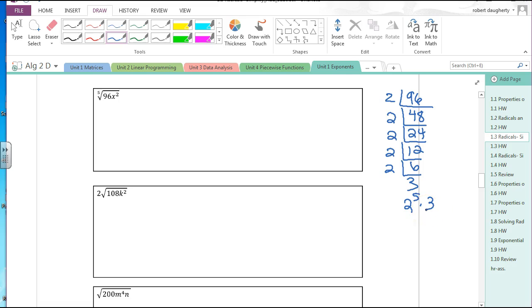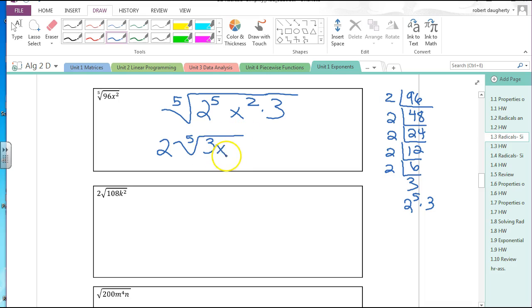So this boils down to the 5th root of 2 to the 5th times x squared times 3. Okay? So what's the perfect square there? Excuse me, not perfect square. What's the perfect fifth? 2. So the only thing that comes outside the radical is what? 2. Fifth root of 2 to the 5th is 2. So this is going to be 2 times the 5th root of 3x squared.